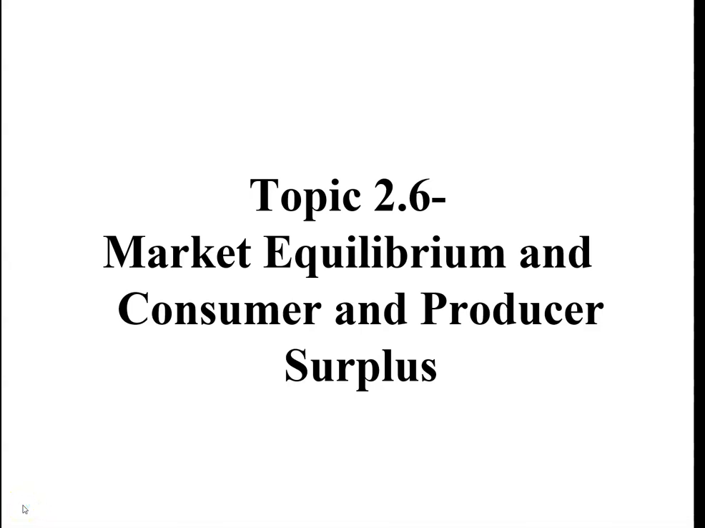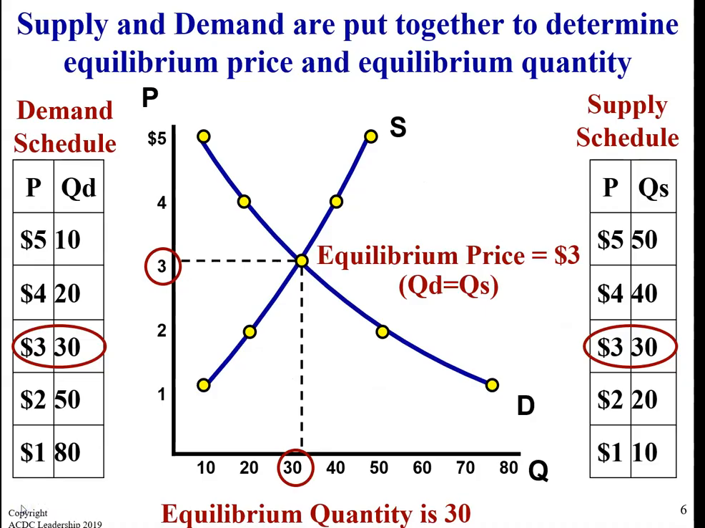In this video, we're going to cover market equilibrium and consumer and producer surplus. Supply and demand are put together to determine equilibrium price and equilibrium quantity. So in this case, the equilibrium price, where supply meets demand, is at $3 and the equilibrium quantity is 30.